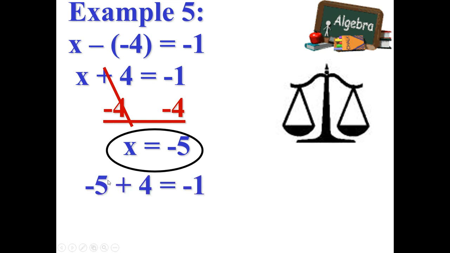And we can plug in that value for x, put -5. Remember, when we're solving the equation as it is, the negative multiplied by the parentheses with x plus 4 equals -1. So -5 plus 4 equals -1. Is that true? Yes, it is.